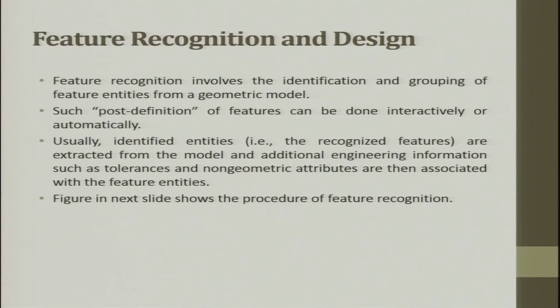The last one is feature recognition and design. Feature recognition involves the identification and grouping of feature entities through a geometric model. Such post definition of features can be done interactively or automatically. So, as soon as the CAD is drawn, the feature extraction is done. Usually, identifying entities are extracted from the model and additional engineering information such as tolerance and non-geometric attributes are then associated with the feature entity.